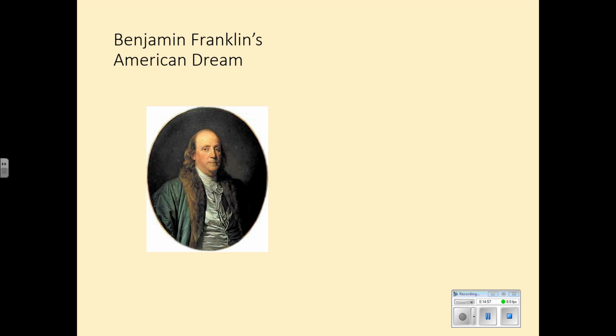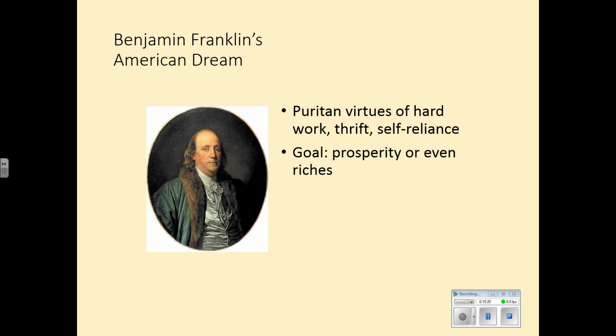Now, very typical of the Enlightenment was this man, Benjamin Franklin. You probably know of him as one of the leaders of the American Revolution, and he was that. He was also an intellectual, and it's very interesting because he believed in Puritan values. He stood for hard work and thrift, saving your money, and relying on yourself, self-reliance. He wanted prosperity or riches even. And these are things that fit in very well with the old Calvinist idea of the elect, those who were chosen by God to go to heaven, and God would bless them with material prosperity.